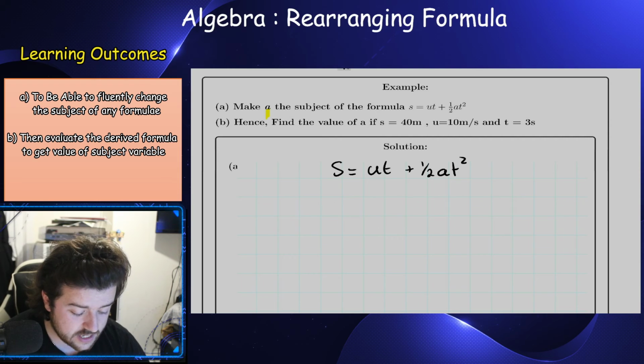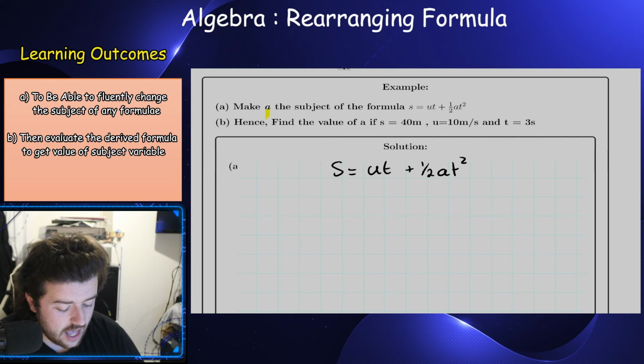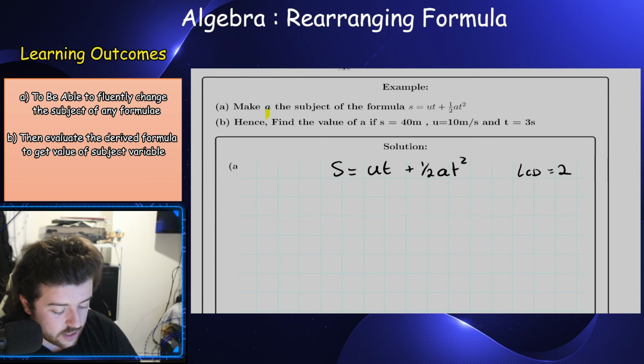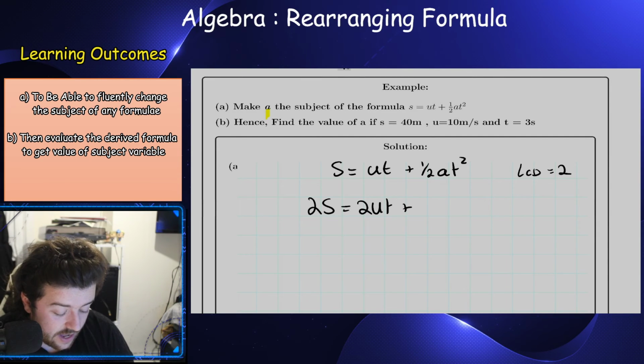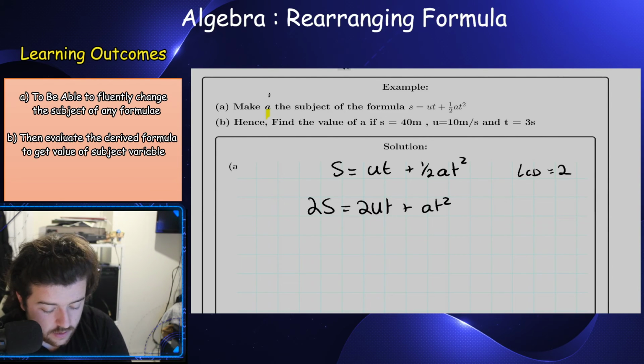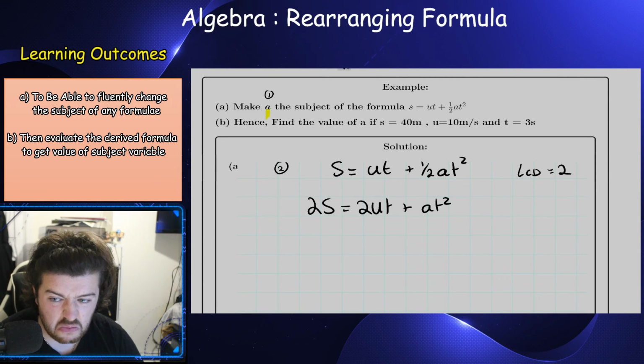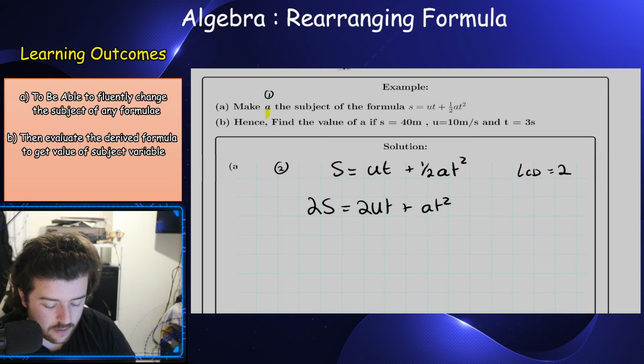So first step, get rid of the fractions. My lowest common denominator here is going to be 2. So I'm going to multiply each term by 2. So I'm going to have 2s equals 2ut plus, and then 2 times a half at squared is going to be at squared. Fab. That was step 1. This is step 2. Step 3, do we need to factorize anything? No. Done.